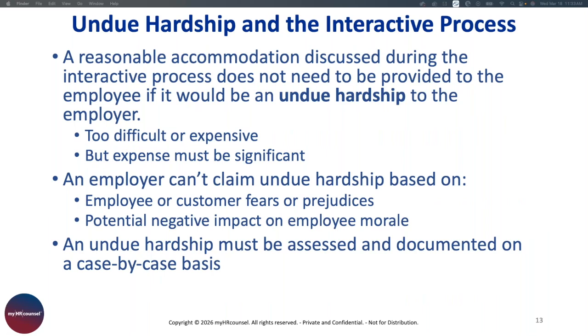You cannot, as an employer, claim undue hardship based on fears or prejudices of coworkers of the person or customers, or potential negative impact on morale. Those are not valid reasons to claim undue hardship in order to deny a reasonable accommodation to someone. A lot of times undue hardship could be in play if, however, there are things like a huge disruption to other employees' ability to perform their jobs. That's something that you've got to look at.